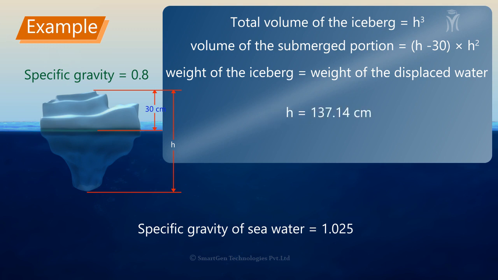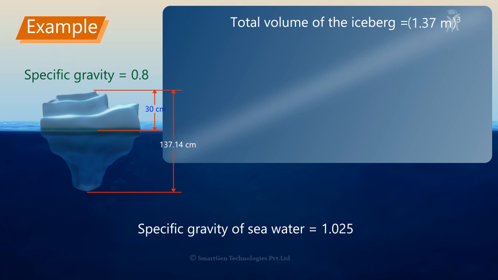h equals 137.14 centimeters. The side of the iceberg is 137.14 centimeters. Thus, the volume of the iceberg is 2.57 meter cube.